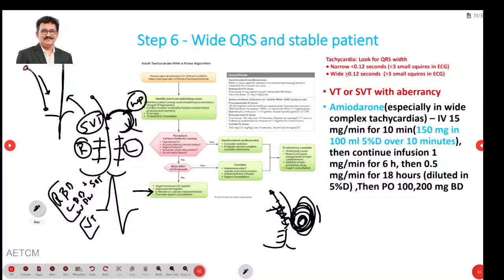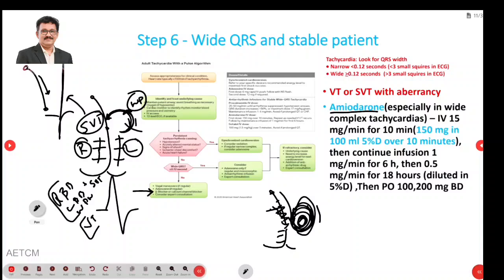So in that type of wide complex tachycardia, if you don't know the actual reason for the tachycardia, it is better to go for a different drug, that is amiodarone. Amiodarone should be tried in such conditions. You can see the doses here; I am not going into the doses. Amiodarone first dose is 150 milligram over 10 minutes, repeat as needed, and it can even be given in VT.